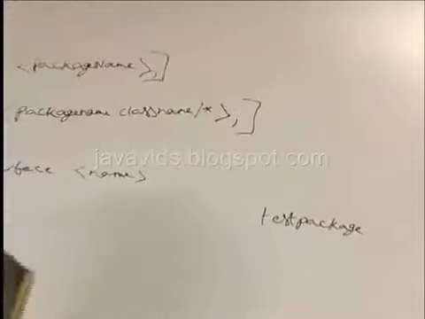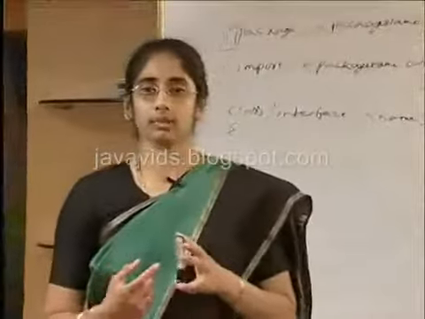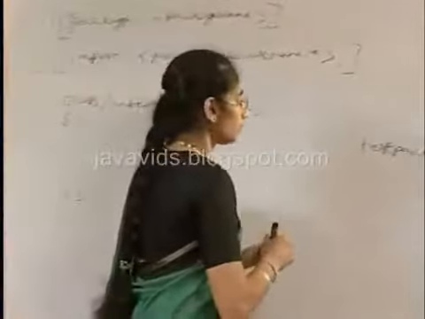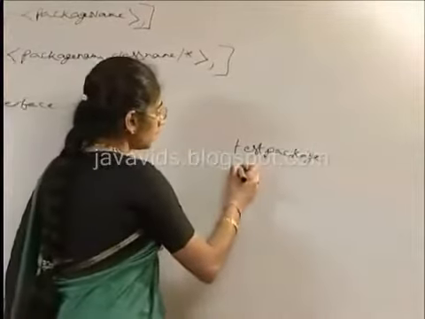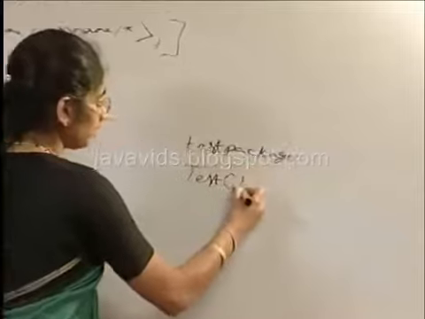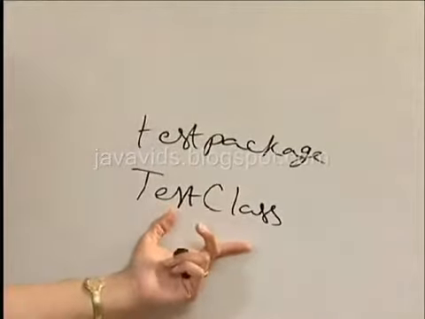Class names or interface names must begin with uppercase, and the first letter of every word in the name should be uppercase as well. So for example, if I say TestClass is the name of a class, the T of Test and the C of Class in the name TestClass should be capital.